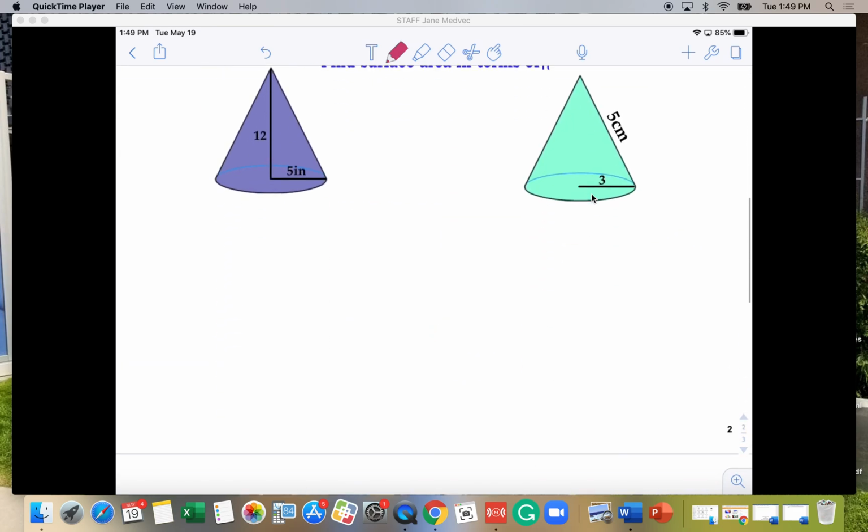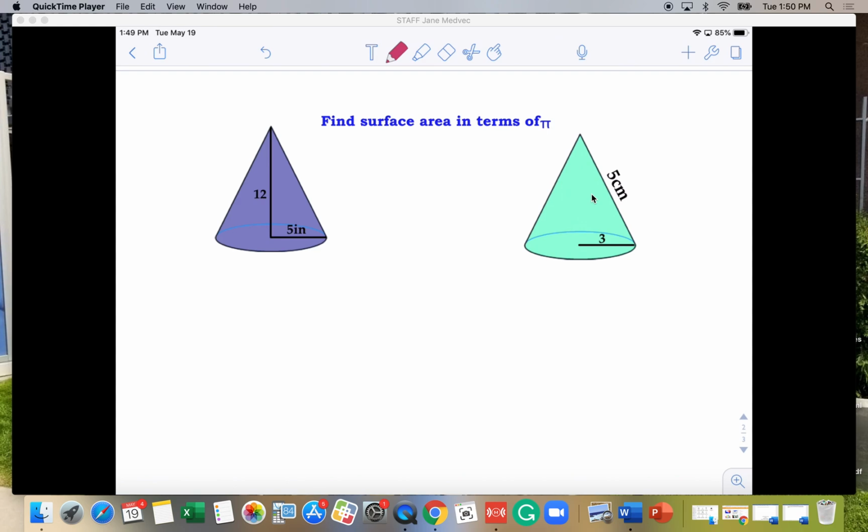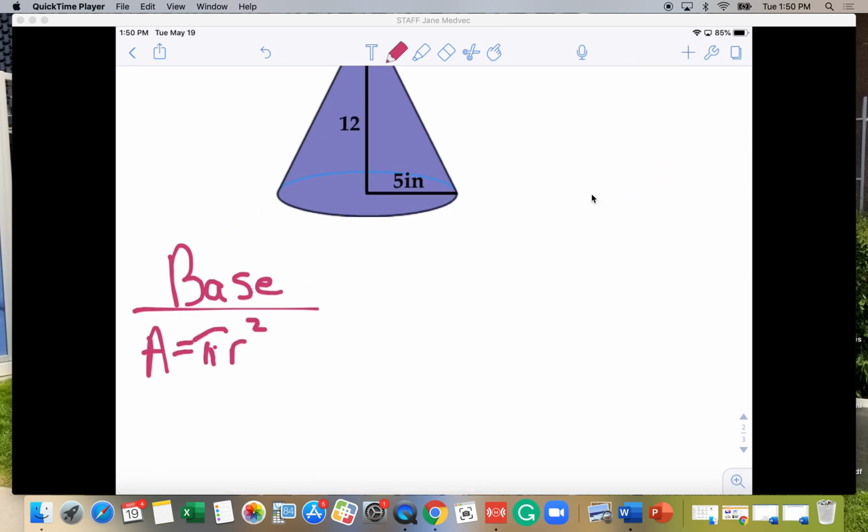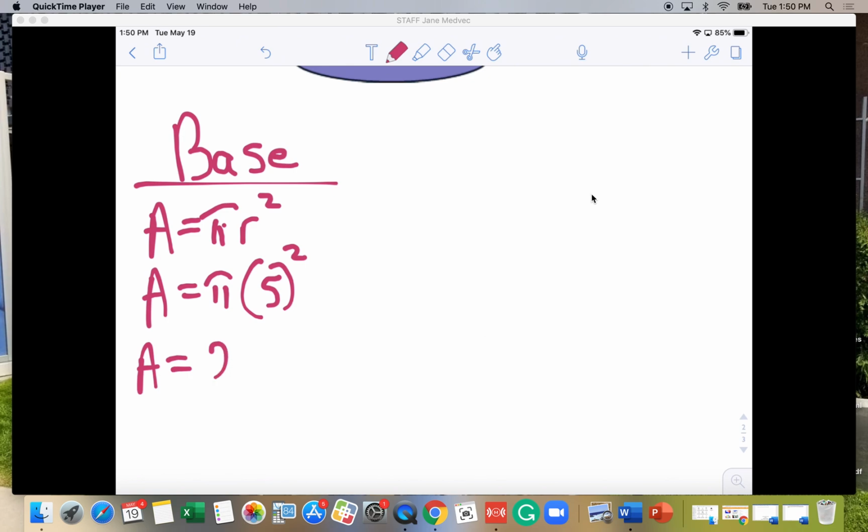So let's go ahead and take a look at a couple examples. Okay, it asks you to find the surface area in terms of pi, so rather than putting in a pi key, they would have you just leave it in terms of pi. So what we're going to do is look at the base first, and the base of a cone is a circle. So area equals pi r squared. Area equals pi, my radius is 5, and it'd be squared. So the area of the base is 25 pi.